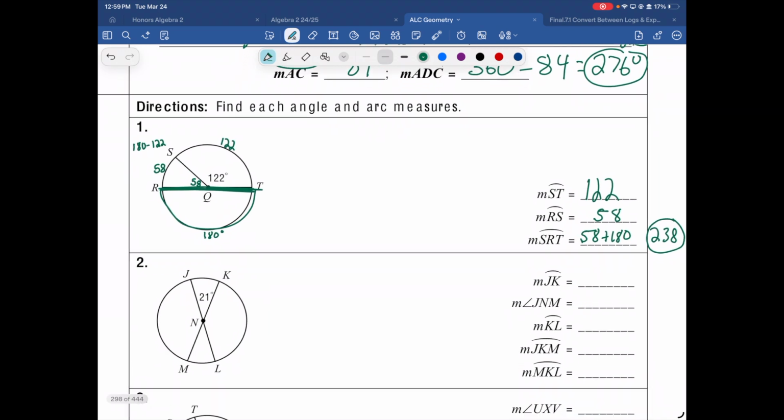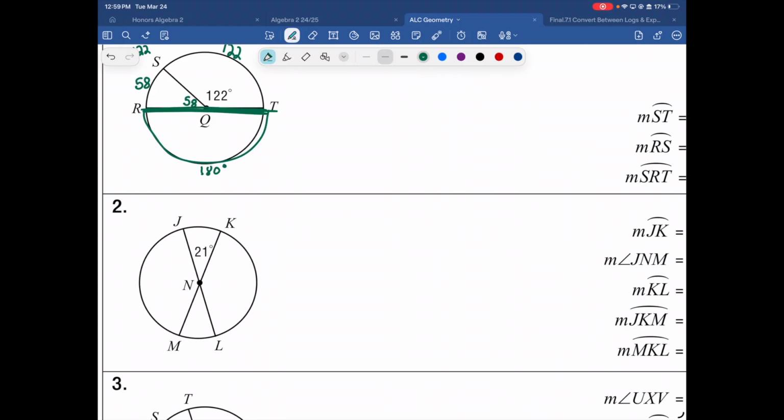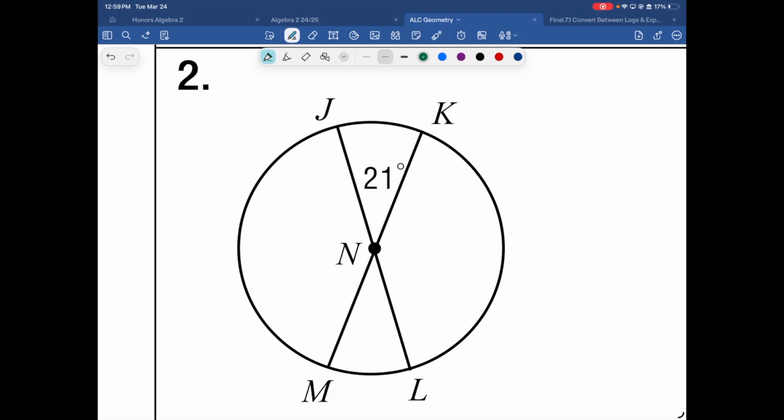Okay, so let's look at number 2. And you look at number 2, it's got a ton of questions over there. Okay, but let's just look at the picture. Okay, so as I'm looking at the picture, the first thing I notice is this 21 right there. 21 is formed by this cone. This cone creates that arc. So that arc has to be 21.